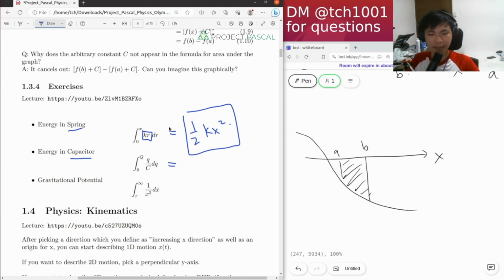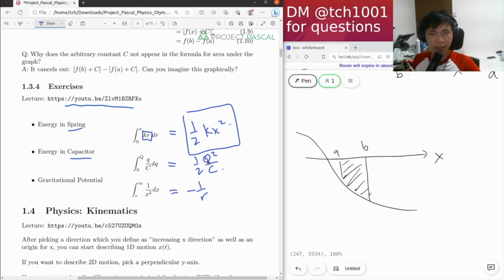So energy in a capacitor is going to be given by half Q squared over C. And gravitational potential energy is going to be given by minus 1 over R. Now, if you want me to go through the detailed derivations over here, please consider this video where I actually go through the detailed derivations of how to perform these integrals.